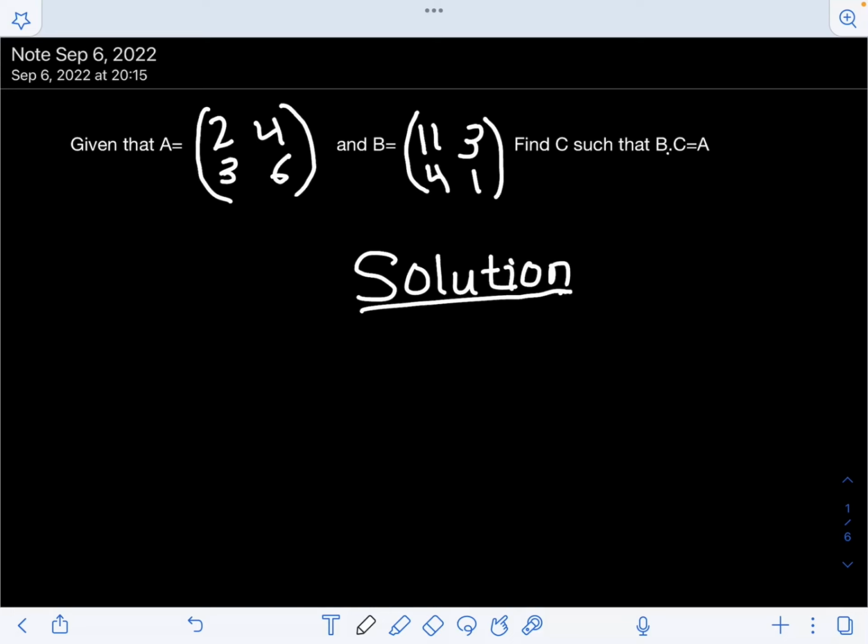So it says B times C. So the value of B is what? 11, 3, 4, 1. Then we are going to multiply what? A, value of A. Value of C. We don't know the value of C.